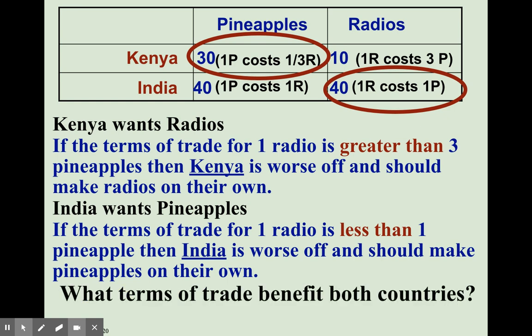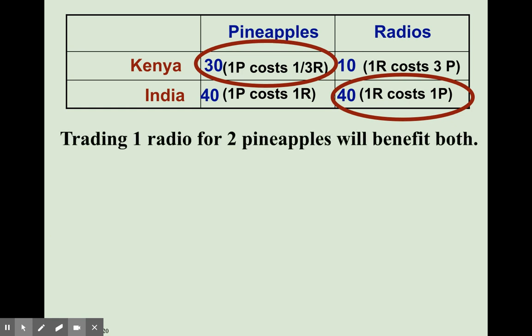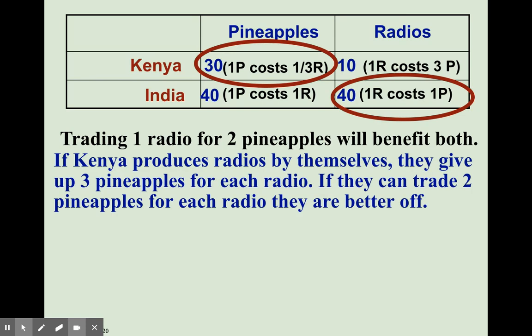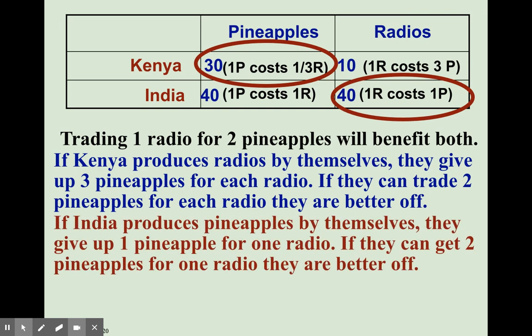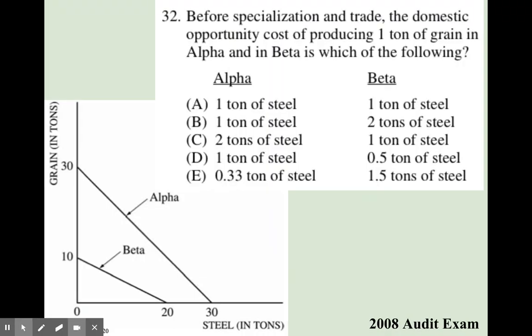What terms of trade benefit both countries? Trading one radio for 2 pineapples will benefit both. If Kenya produces radios by themselves, they have to give up 3 pineapples for each radio. But if they can trade 2 pineapples for each radio, they are better off. If India produces pineapples by themselves, they have to give up 1 pineapple for 1 radio. But if they can get 2 pineapples from a radio, they are better off. The countries trade at a lower opportunity cost, and they both benefit more than if they made the product themselves.